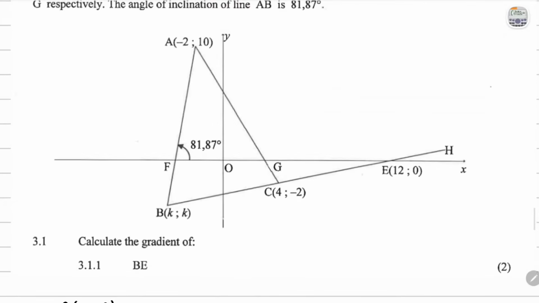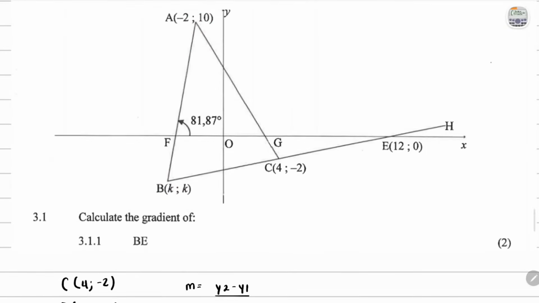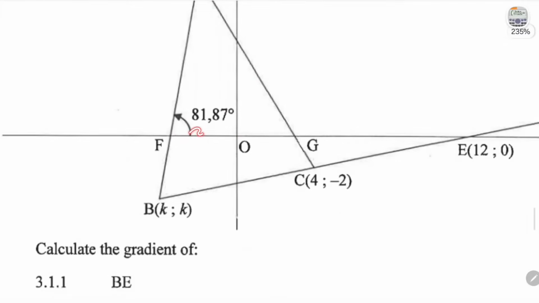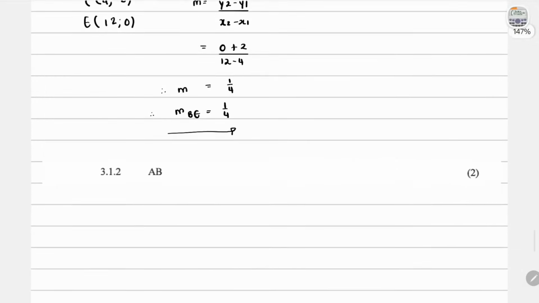Okay, so looking at AB, we have A and we don't have B. We can still find this because, despite the fact that we don't have the two full coordinates, we have the angle of inclination. The angle of inclination is 81.87 degrees. So here's how we can find that.